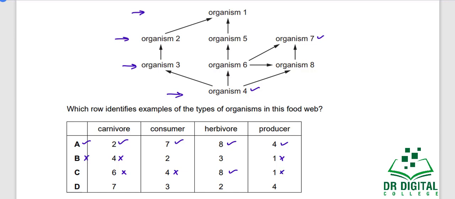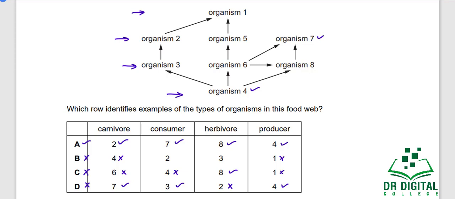Okay, in 8, 7 is the carnivore. Organism 7 is the carnivore. Yes, this is true. 3 is the consumer. Yes, 3 is the consumer because it's a herbivore. 2 is the herbivore. This is wrong because 2 is the carnivore. It is feeding on a herbivore. 4 is producers. This is true. So in option D, this 2 is wrong. Okay, in option C there are 2 wrong.